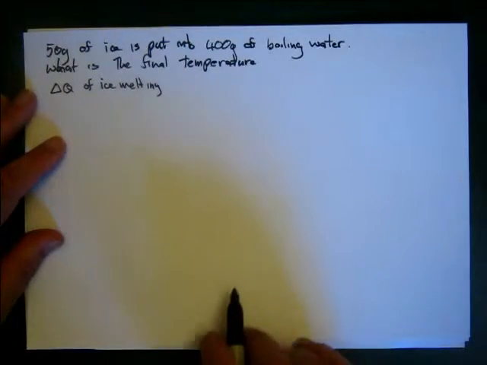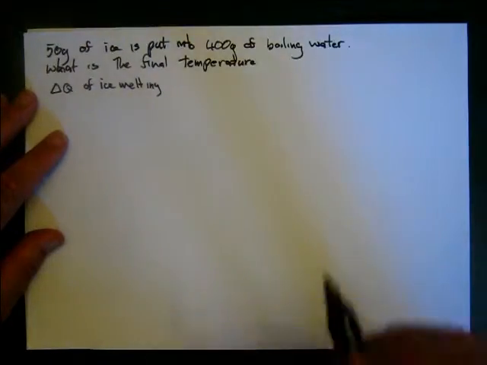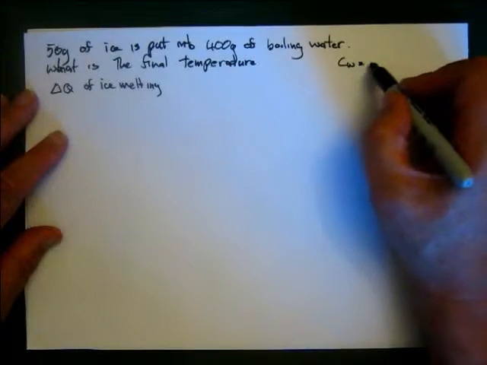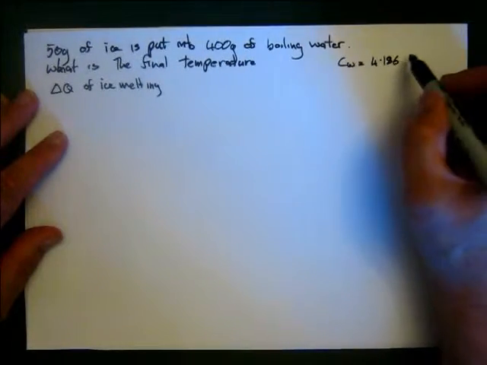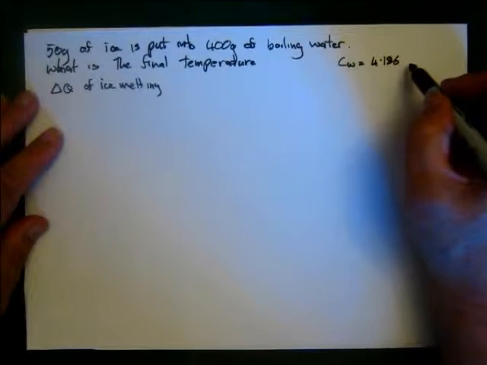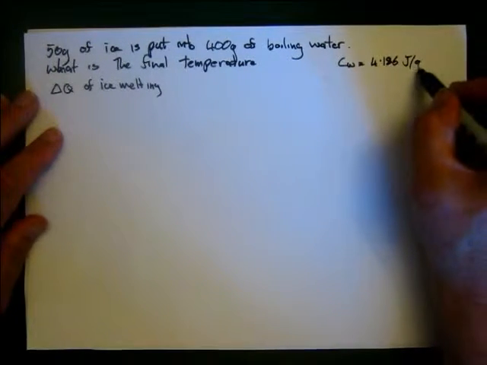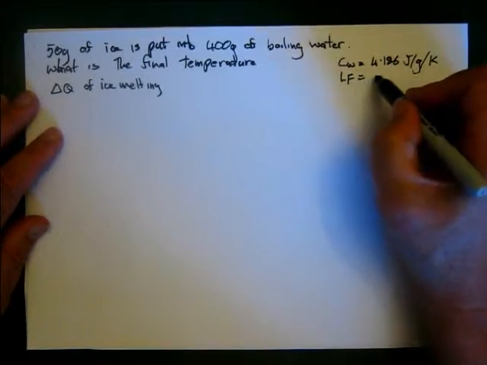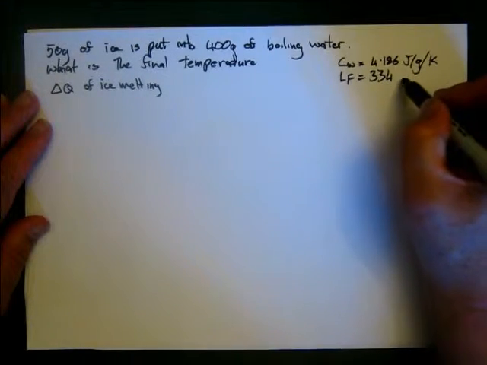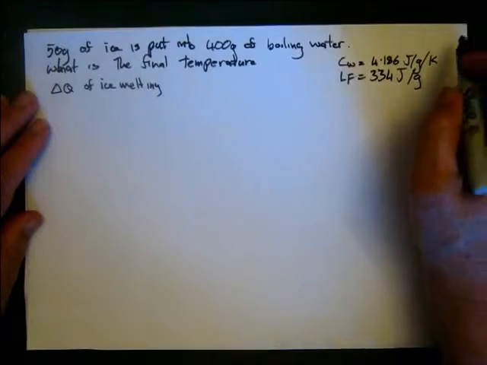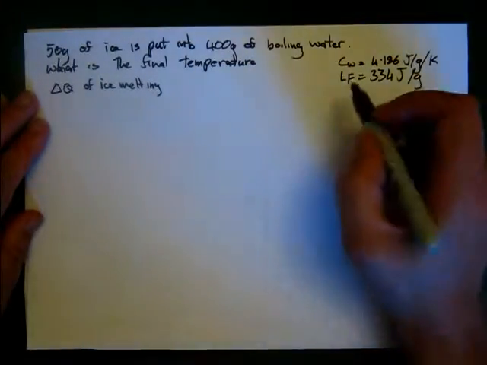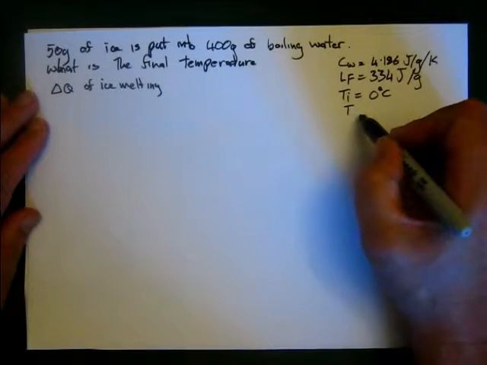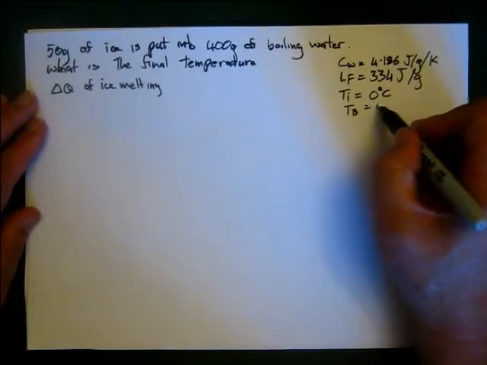And well, we're going to need a little bit of data. What do we know? Well, we know C for water, the specific heat of water, is 4.186 joules per gram per K. We know the latent heat of fusion of water is 334 joules per gram. Temperature of ice equals 0 degrees C, and temperature of boiling water equals 100 degrees C.